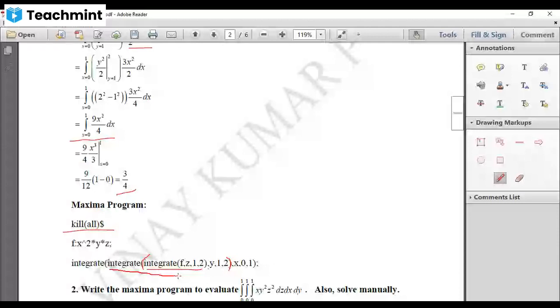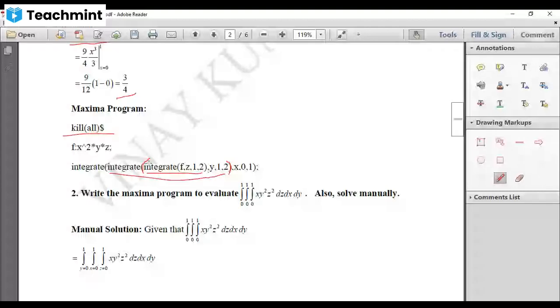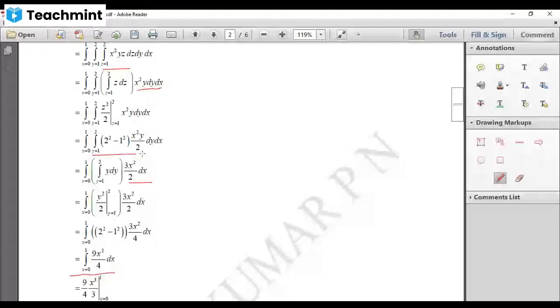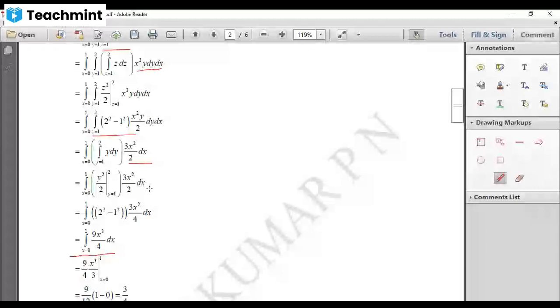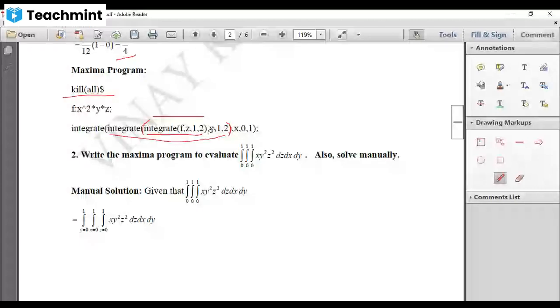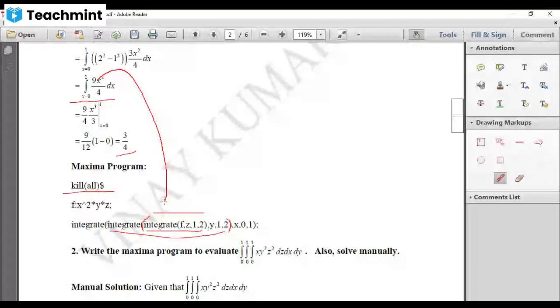This gives you 9x square by 4. Remember, this gives you this answer. What is that? 3x square y by 2. That will be got from this, right? Then integration of that gives you 9x square by 4. This is the answer for the whole of this till here.